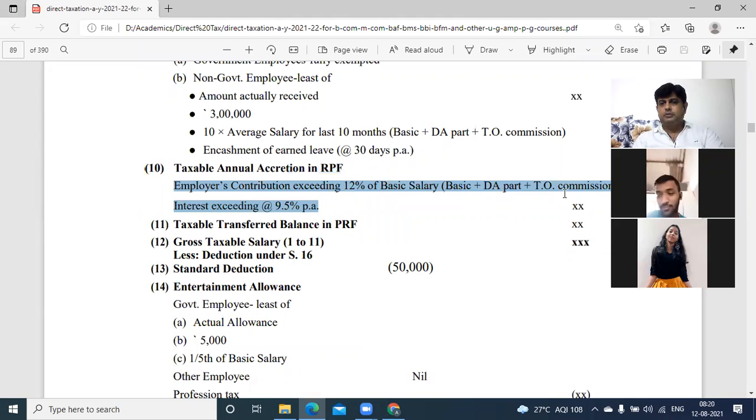12% of basic. Which basic you will take? Basic plus DA plus turnover commission. And interest should not exceed 9.5%. This is just a hint.